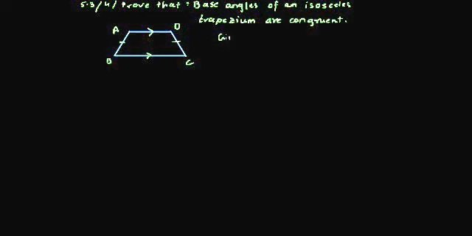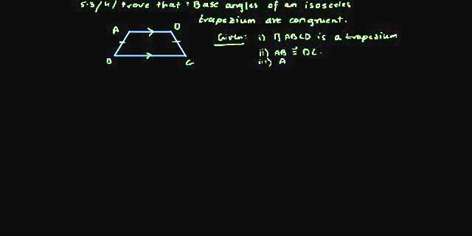Here we have to see what is the given. Given is, first, quadrilateral ABCD is a trapezium. Second, AB is congruent to DC, and obviously AD is parallel to BC. We have to prove that its base angles B and C are congruent to each other.